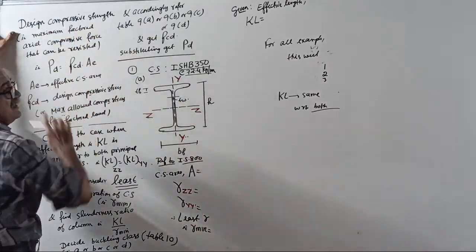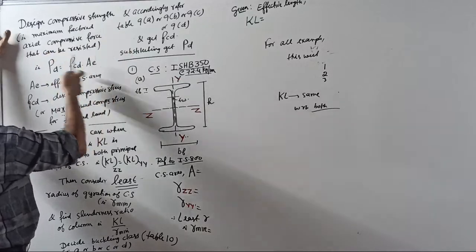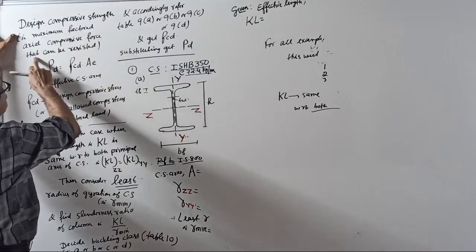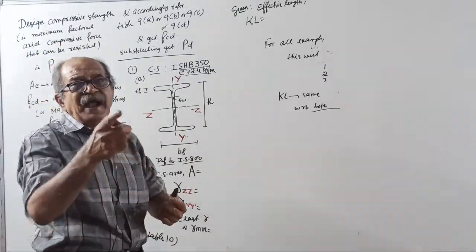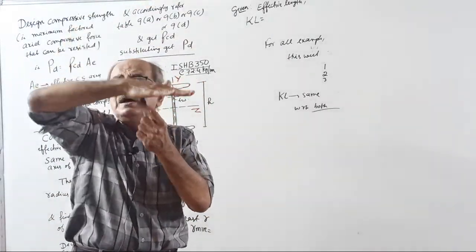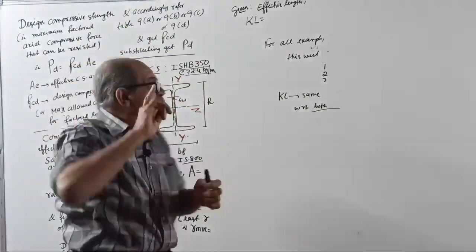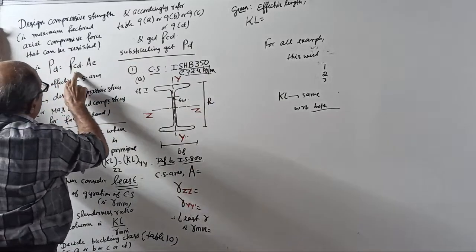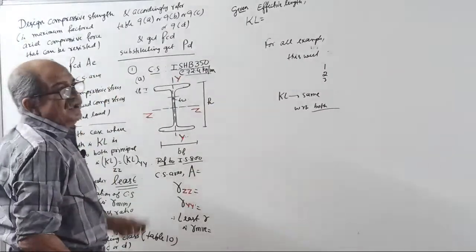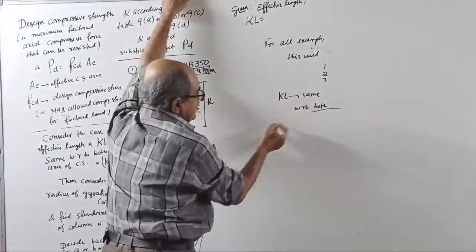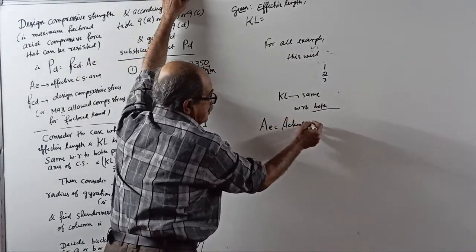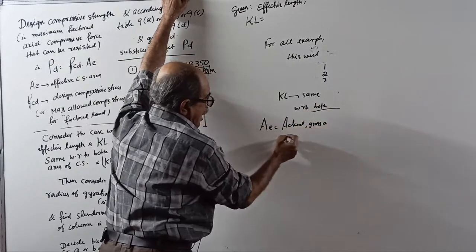Design compressive strength as per IS code. See the page number. Means what? Maximum factored axial compressive force that can be resisted. Factored value, not working load. What is the maximum axial factored compressive load? In RCC you call it ultimate load. The column can resist PD equal to FCD into AE. AE is effective cross-sectional area. One more thing: for all these 3 classes, your effective cross-sectional area equals the actual gross area, or simply A.